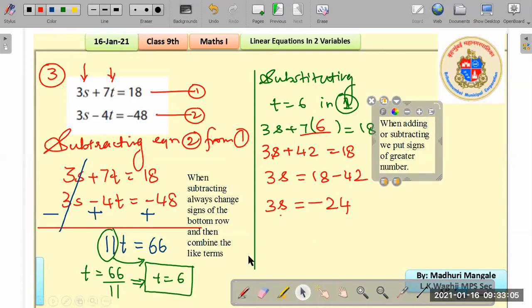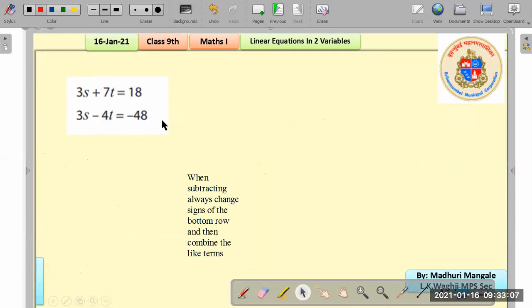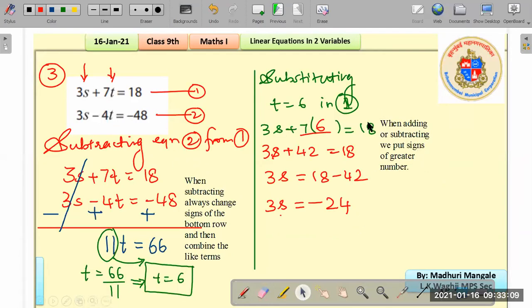Okay, so again I have added that hint over here, and now we need to get rid of this 3. So 3 is in multiplication, it moves to the other side and divides, right? So s equals negative 24 divided by 3, so we get s equals minus 8.